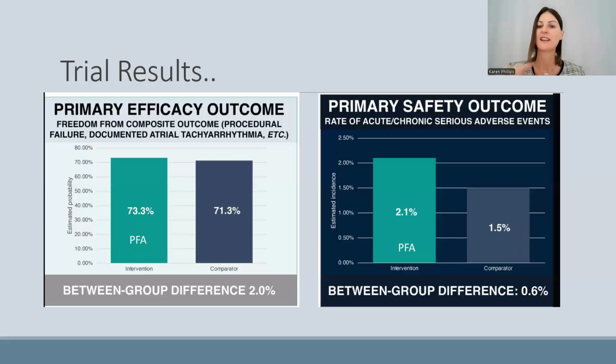And this was the primary safety outcome. So are the two procedures just as safe as each other? And there was around 2% safety issues or complications with the pulse field and 1.5%. So deemed to not be any different. I will point out there was one patient death in this study, and it was in the pulse field ablation treatment. And a patient had cardiac perforation and died of pericardial tamponade.